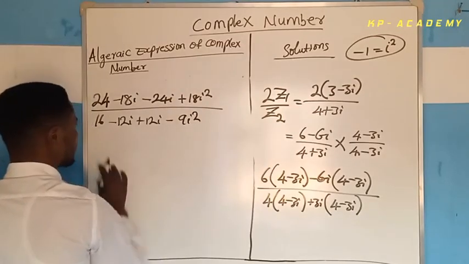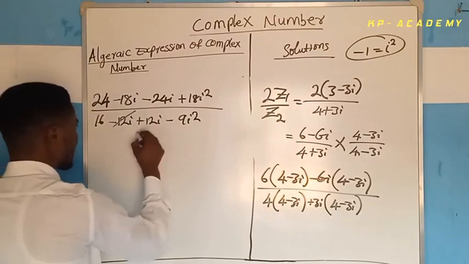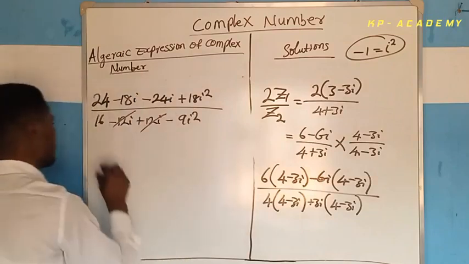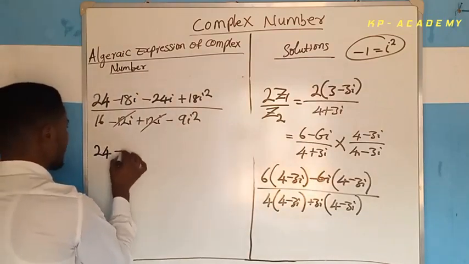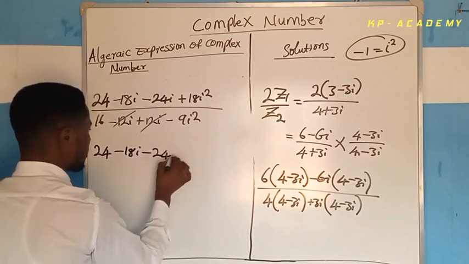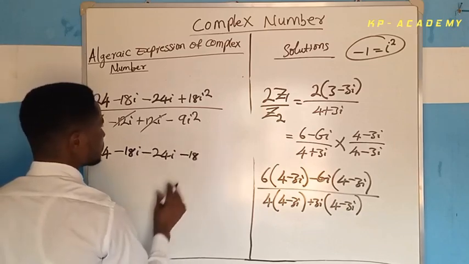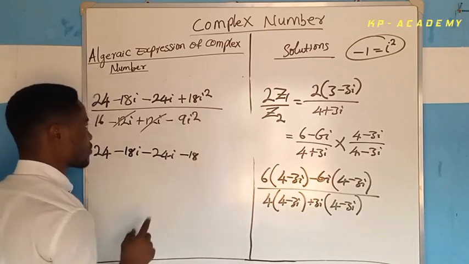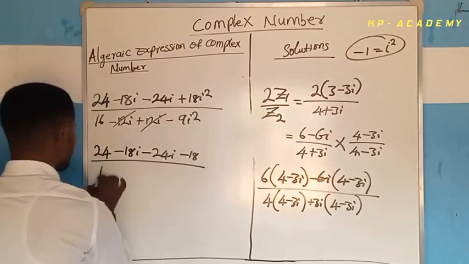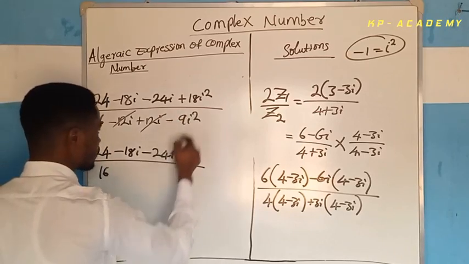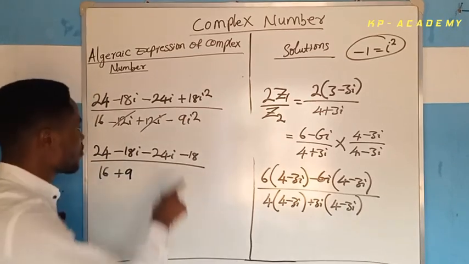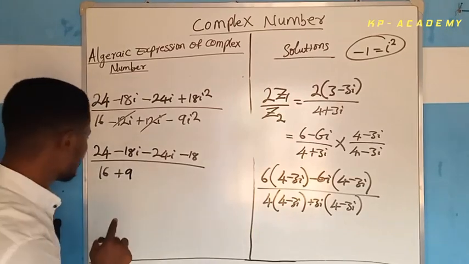And now at this point, this can cancel this to now give me, don't forget that minus 1 is equal to i squared. Therefore I'm going to have 24 minus 18 minus 18i, rather minus 24i minus 18. Because this i squared means minus 1, that minus 1 will multiply this plus 18 to give me minus 18, all over 16. Now this is minus 9i squared, which will give me plus 9, because i squared is minus 1, and that minus 1 will multiply this minus here to give me plus 9.